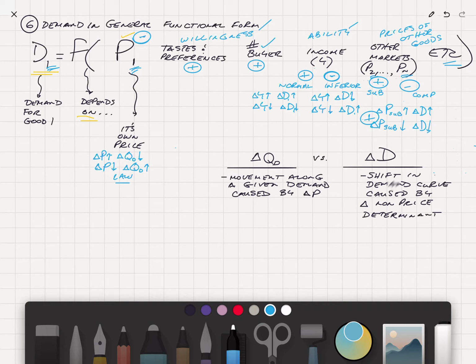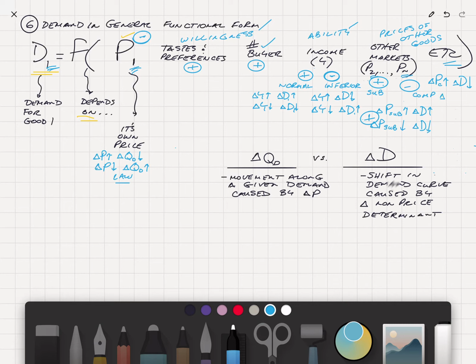Complements are goods that are used together. Think peanut butter and jelly. If you have a change in the price of a complement up, you're going to have a change in the demand for its counterpart, used together, go down. If the price of peanut butter goes up, the demand for jelly goes down because the cost of a peanut butter and jelly sandwich goes up.